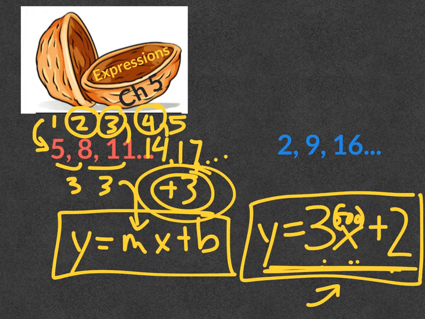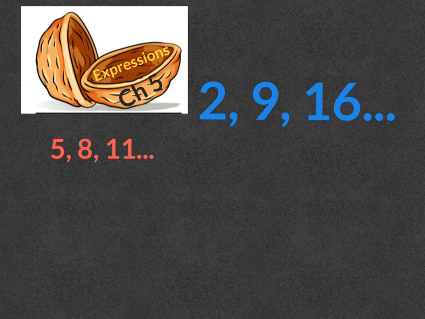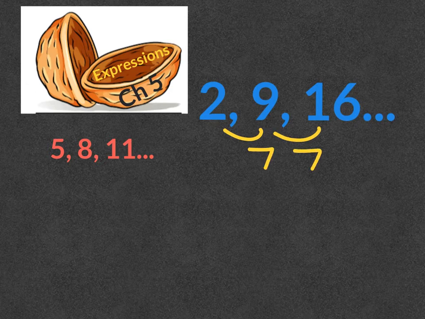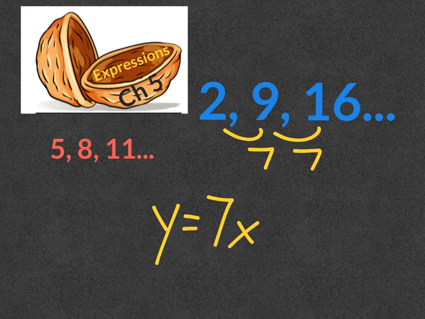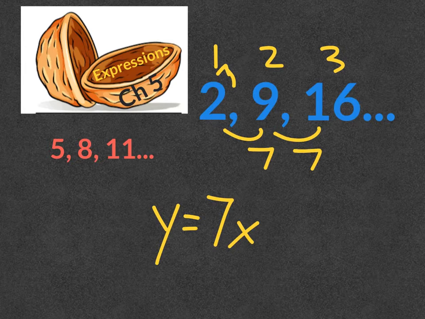Let's try that with the next one. So I could subtract to find out what they're adding each time. When I subtract these, I'm getting 7 and 7. So the constant rate of change, or the slope, is 7. Now, we could always check these to see if they're proportional, right? If I put the number of the term in the sequence, that 2 is the first term in the sequence, that 9 is the second number in the sequence, that 16 is the third. I could just divide them.